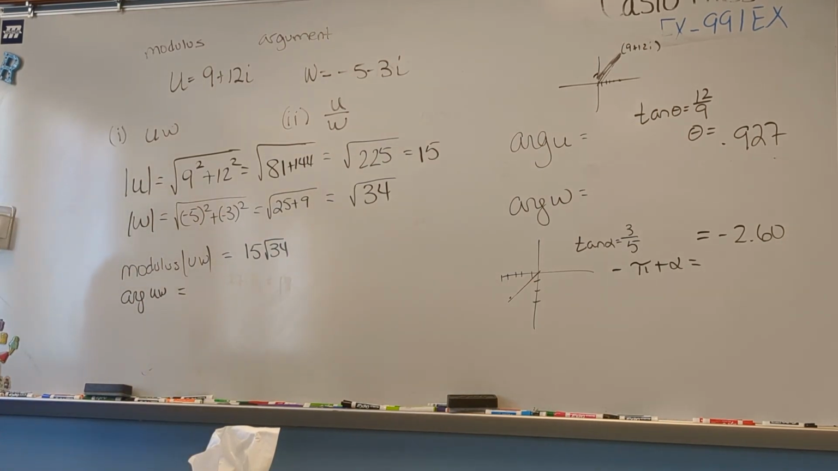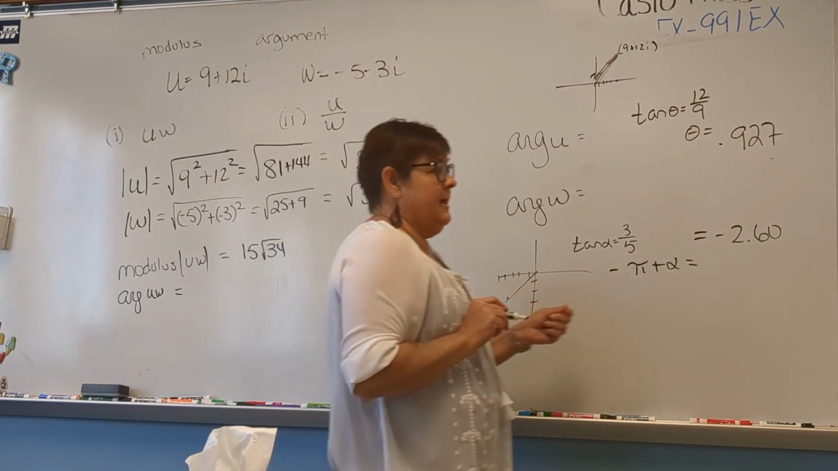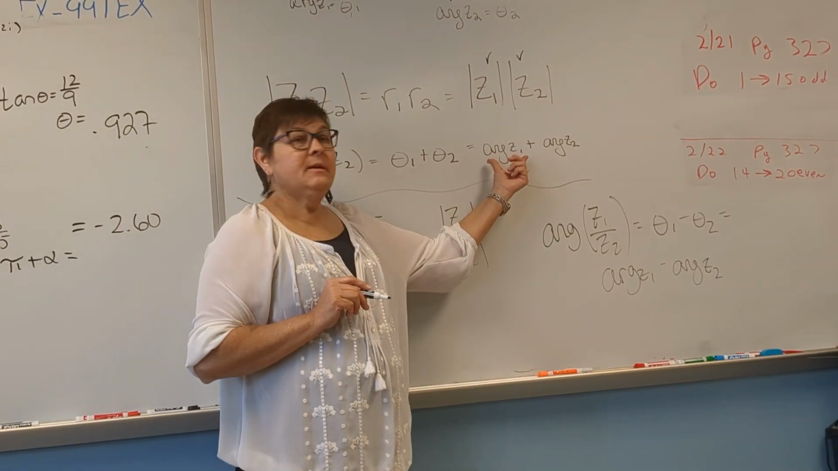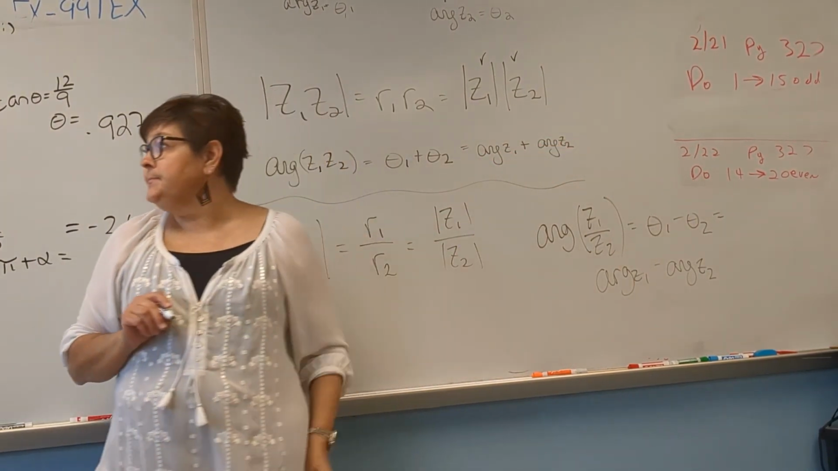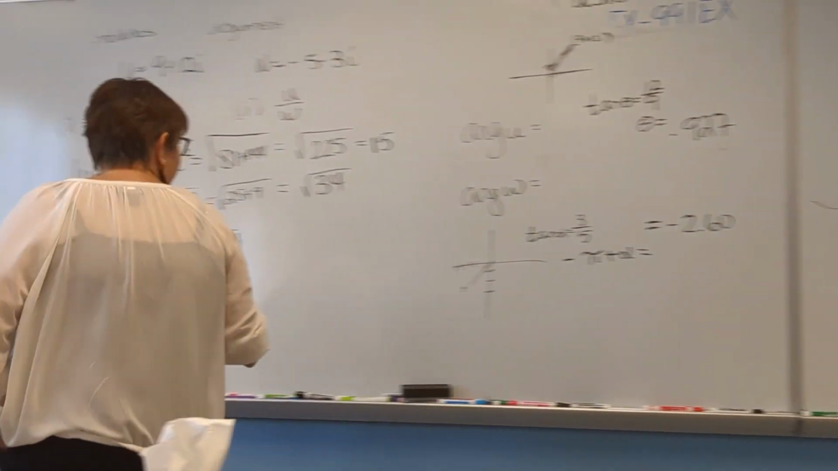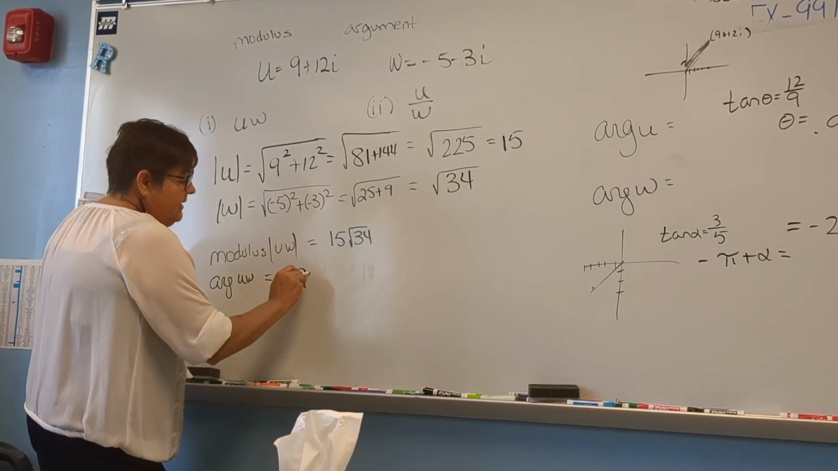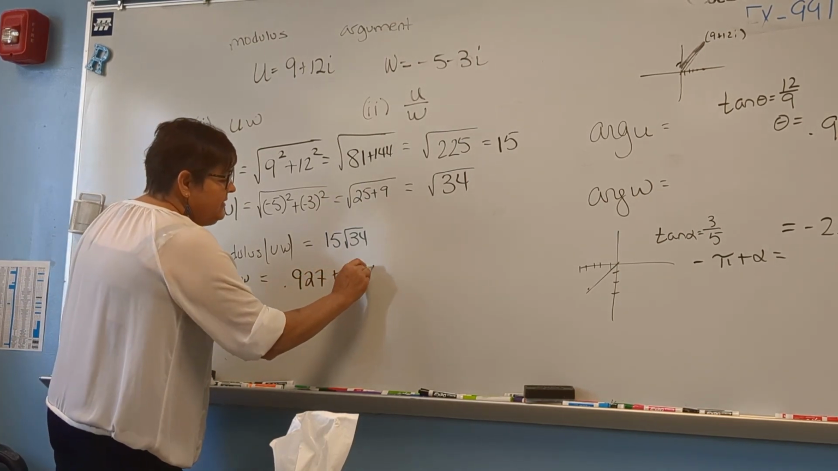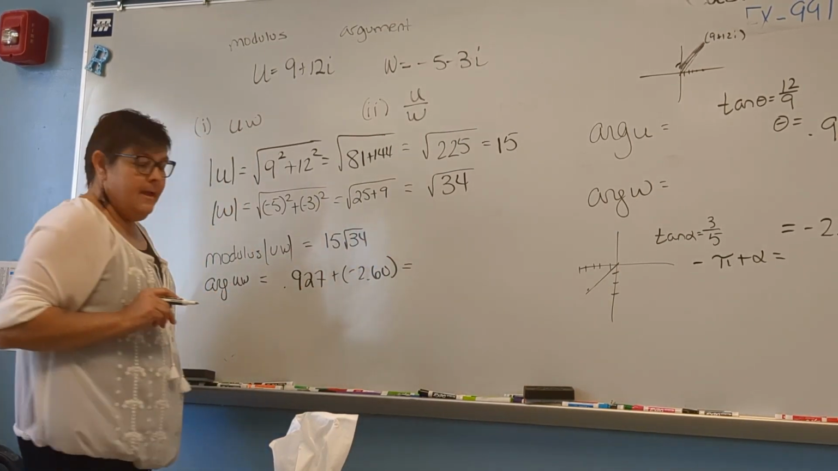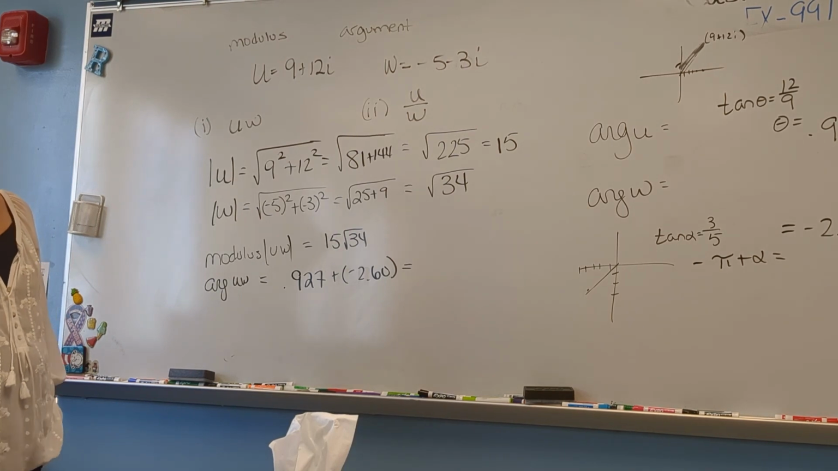Okay, what would the argument of u w be? What does it tell me to do for the argument if I'm multiplying? It tells me to take the argument of the first guy and do what with the second guy? Add it. Mhm. So what was the argument of the first guy? 0.927, and then plus negative 0.260. And what do you get when you do those together?